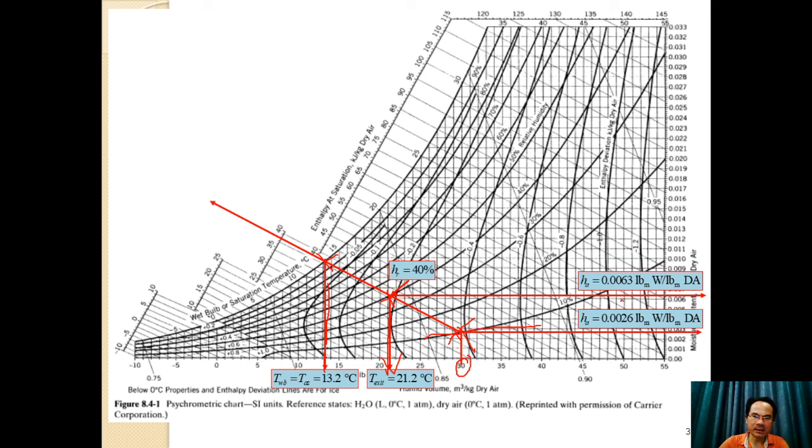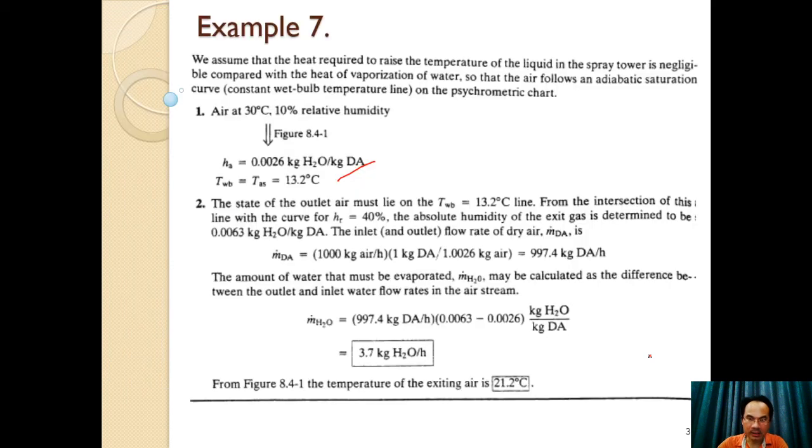And also at the operating point, the second point, the absolute humidity is 0.00631 water per dry air. And then you can calculate the mass of dry air. For the inlet, the absolute humidity is 0.0026 kilogram water per kilogram dry air.